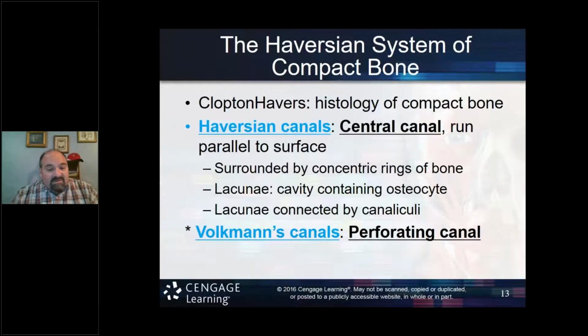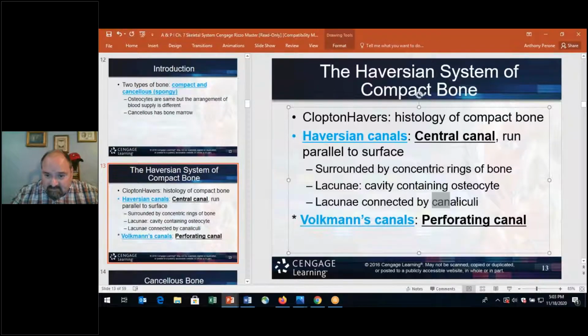And we've talked about these different terms. The central canal we've just seen is also known as a Haversian canal. This is an older term. The Volkmann's canal is also an older term for the perforating canal. You'll see here the canaliculi. The canaliculi are those little canals that connect the osteocytes to each other. Now the osteocytes are residing in these little spaces called lacunae. These little cavities are called lacunae.